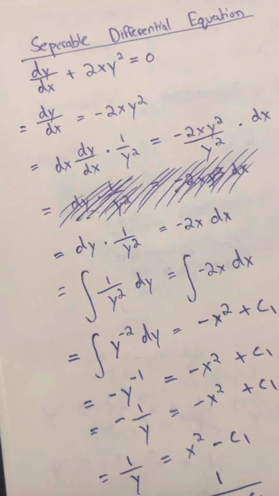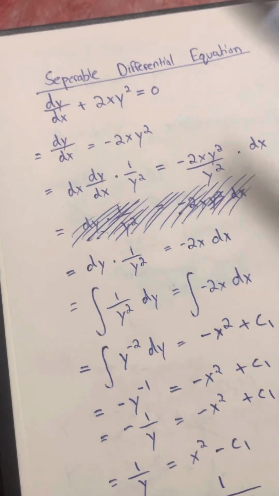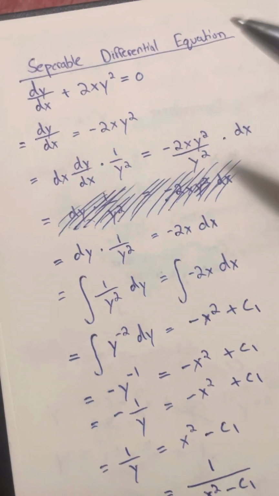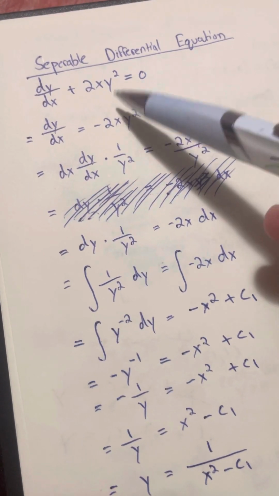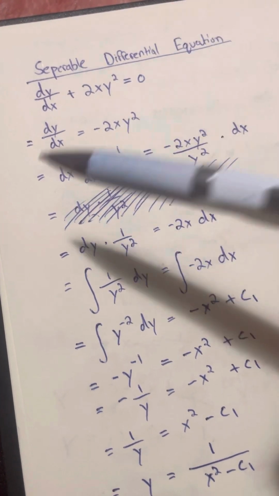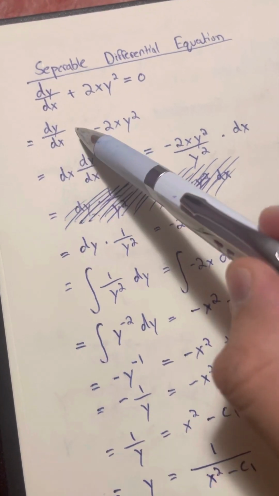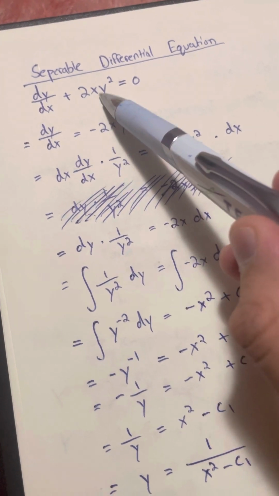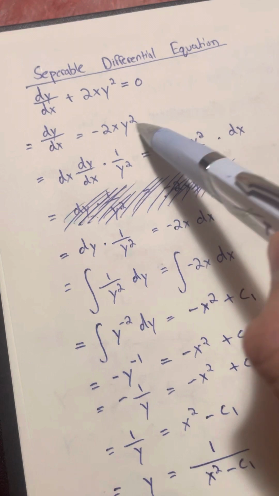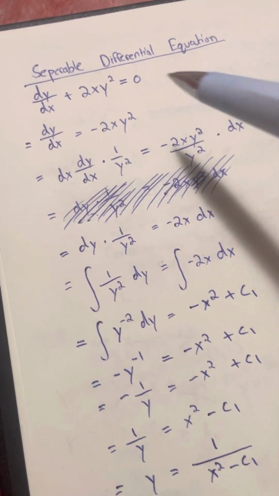So in this video, we're going to be looking at a separable differential equation, and this is the equation. So we have to find the solution for this differential equation. What we can start off doing is isolating the dy over dx. So we just subtract 2xy squared from both sides, and we're left with this: dy over dx equals negative 2xy squared.